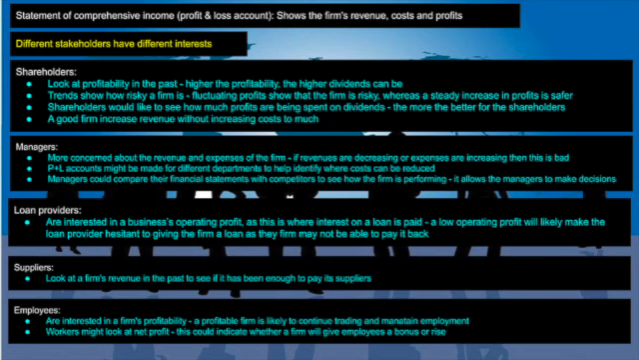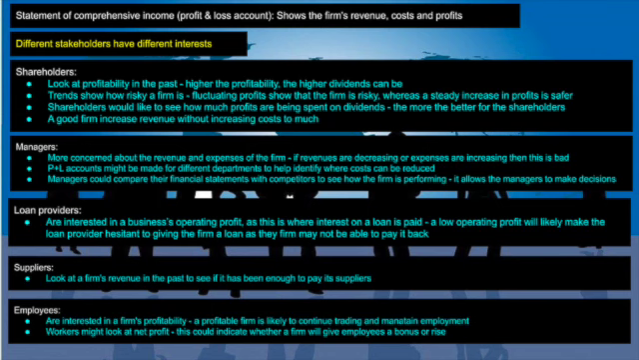Also, loan providers are interested in a business's profit and loss account. They're interested specifically in the operating profit, as this is where the interest on the loan is paid. A low operating profit will likely make the loan provider hesitant to give the firm a loan, as they may not be able to pay it back. Suppliers, they look at a firm's revenue in the past to see if it's been enough to pay other suppliers. So obviously the suppliers want to get paid their money and on time as well.